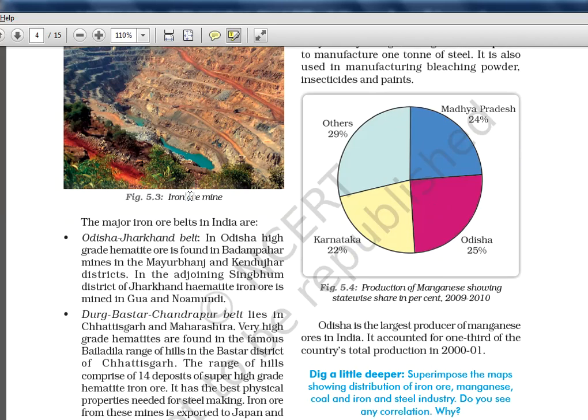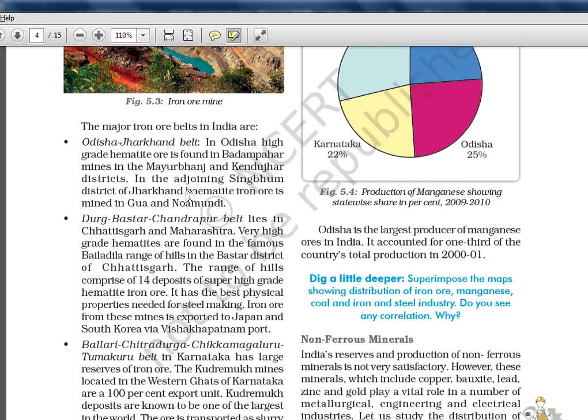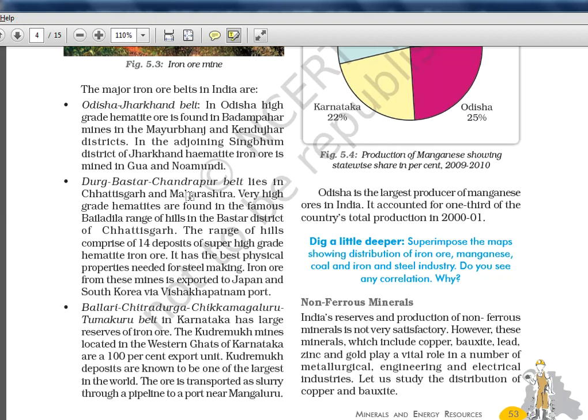Now, the major iron belts in India are, they have given a lot of things. The same thing is there in my table, so you can relate it there for revision. Now we'll just go through the Odisha Jharkhand belt. Important places like this you have to know. Odisha Jharkhand means you should know Mayurbhanj and Keonjhar. Then Durg, Bastar, Chandrapur, which are in Chhattisgarh and Maharashtra. Bastar district of Chhattisgarh has a range of hills, and they carry it via Visakhapatnam port because it's on the eastern side, so it's exported to Japan, like I told.